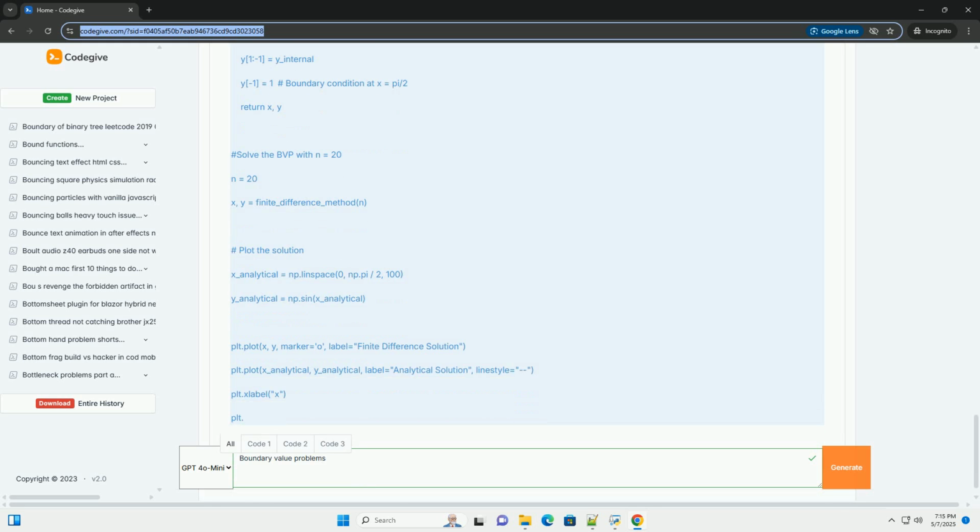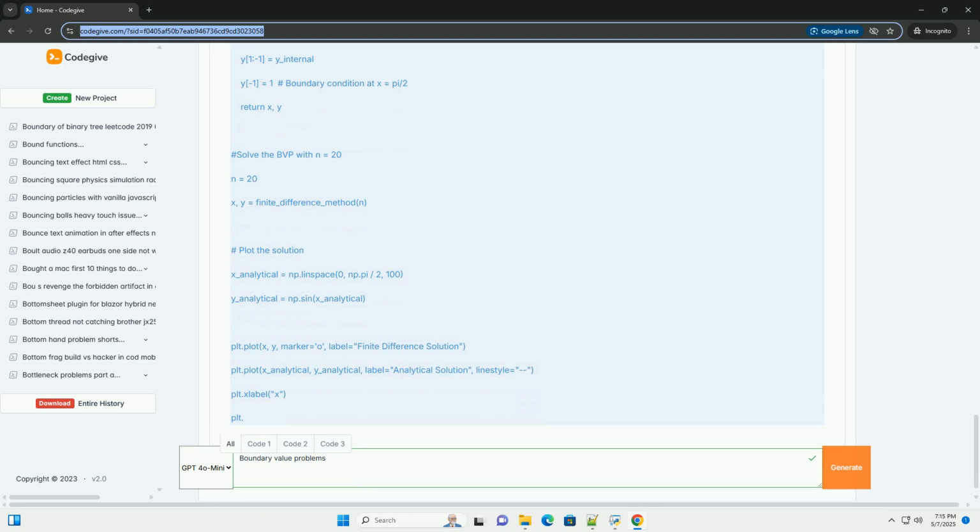Explanation. 1. Discretization: we divide the interval 0 to pi/2 into n plus 1 subintervals, creating n internal grid points where we need to solve for the approximate solution. 2. Finite difference approximation: we approximate the second derivative using a central difference. y''(x_i) is approximately (y_{i-1} minus 2y_i plus y_{i+1}) divided by h squared, where y_i is the approximation of y(x_i) and h is the step size.